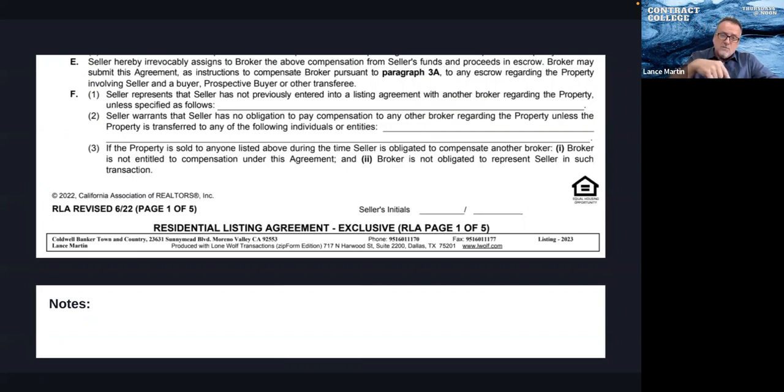If Sally Smith comes and says she wants to buy the house, I'm not paying you. Okay. So this is where the seller would put in the name of the person that in effect would exclude you from getting paid. All right. It's not common, but again, you do this business long enough, you're going to run into those circumstances.